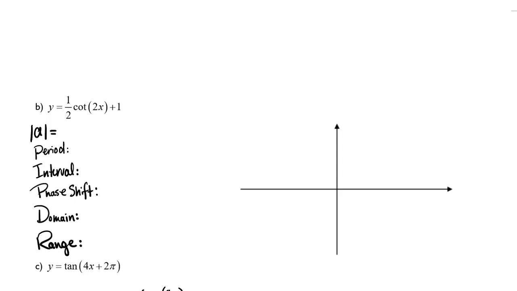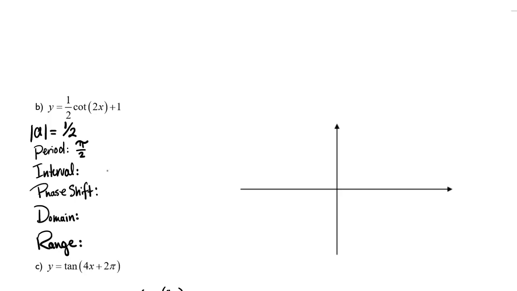Welcome back to part 5 on reciprocal functions. We have y equals 1/2 cotangent of 2x plus 1. The amplitude is 1/2. The period is going to be a standard cotangent period, which is pi, divided by 2.